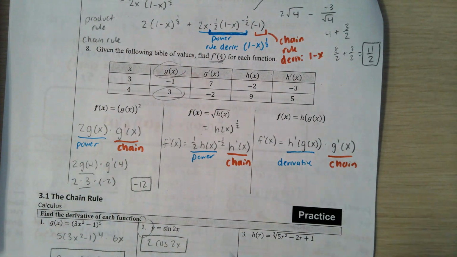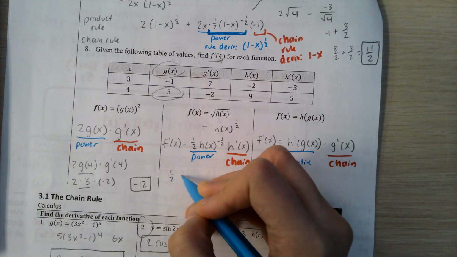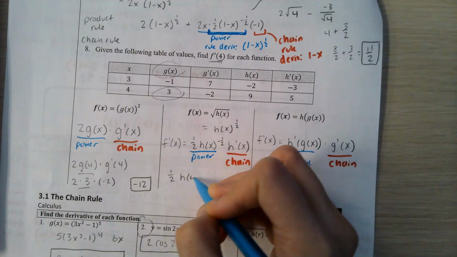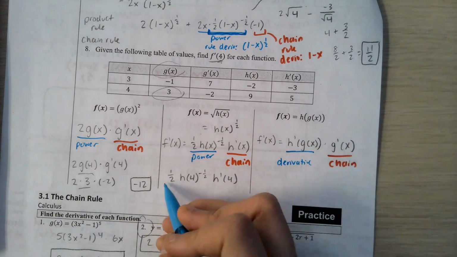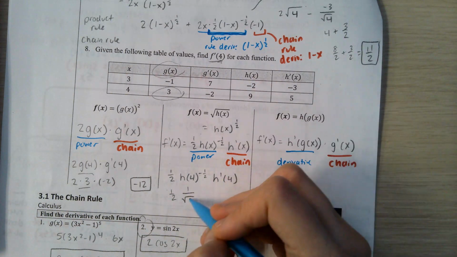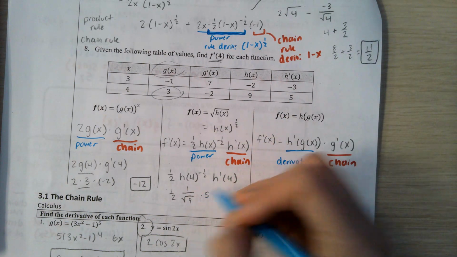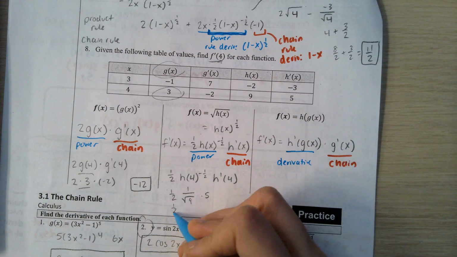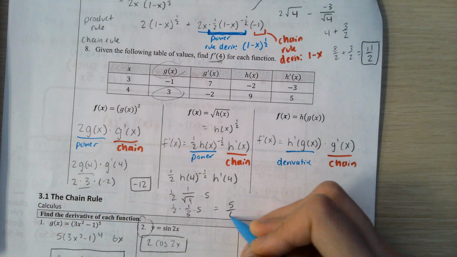All right, let's finish this up. So we're going to plug it in. So we have 1/2 of h of 4 to the negative 1/2 times h prime of 4. So that's 1/2 times 1 over the square root of h of 4, which is 9, times h prime of 4, which is 5. So that's 1/2 times 1/3 times 5 equals 5 over 6.